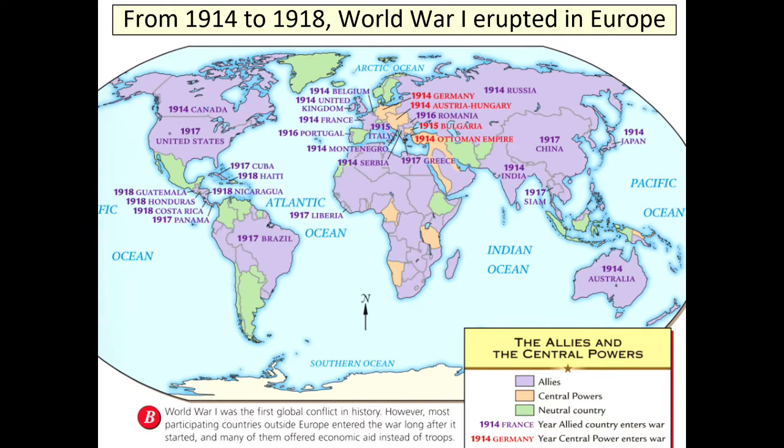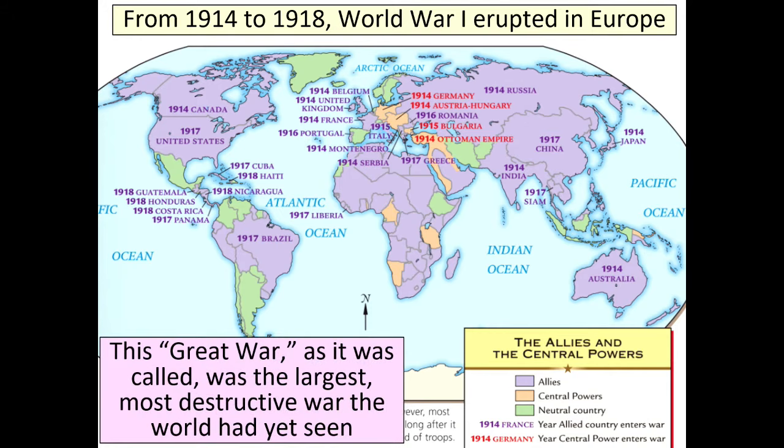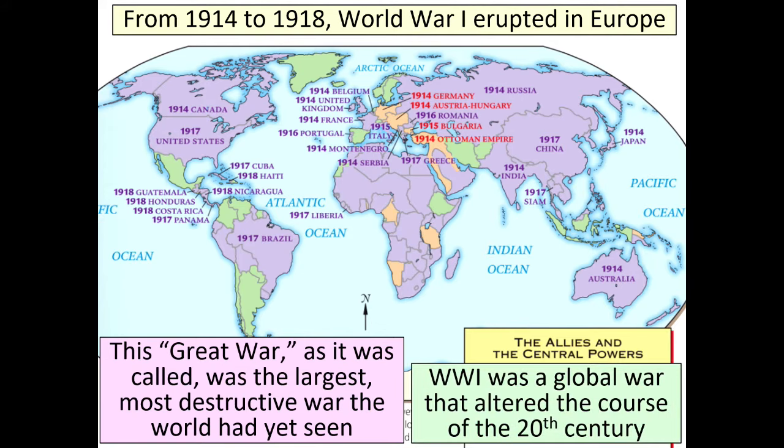So from 1914 to 1918, World War I erupted in Europe. But we've got a map here which shows just how global it was. That's why we call it World War I. The Great War, as it was called at the time, was the largest, most destructive war that the world had ever seen. World War I was a global war that altered the course of the 20th century.